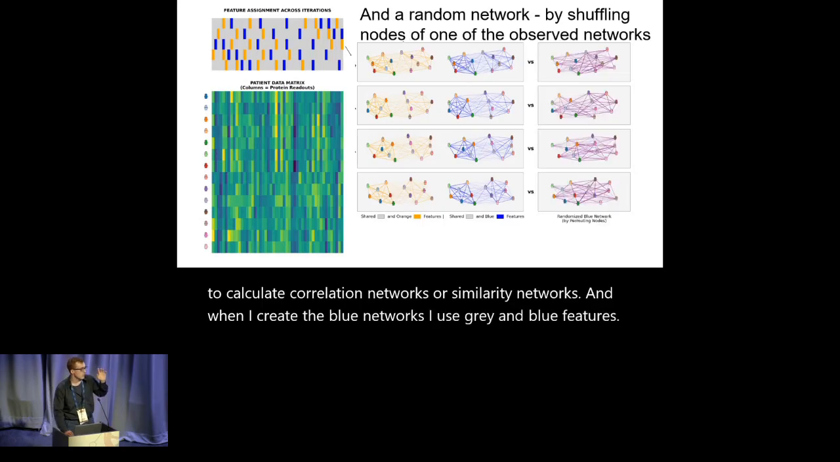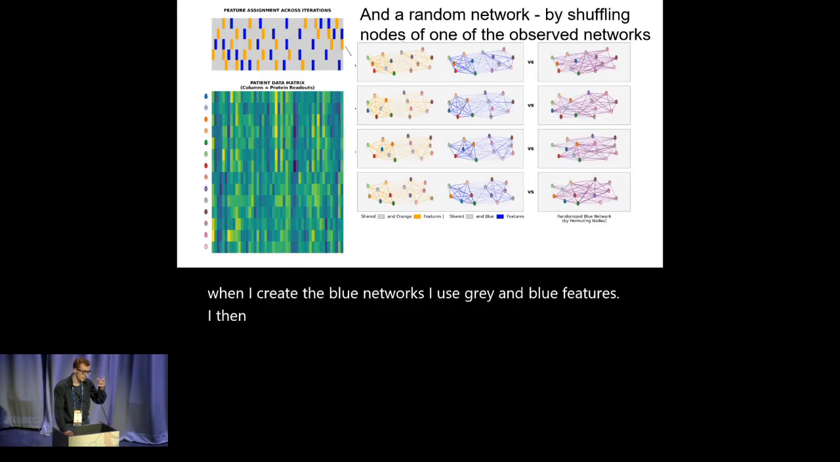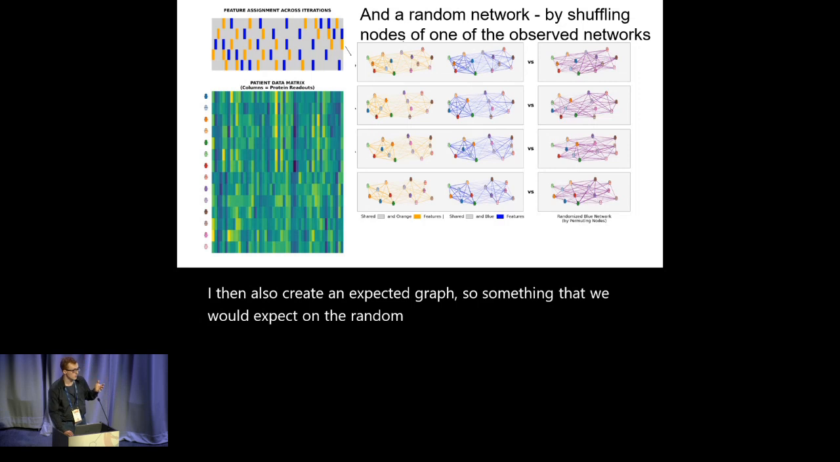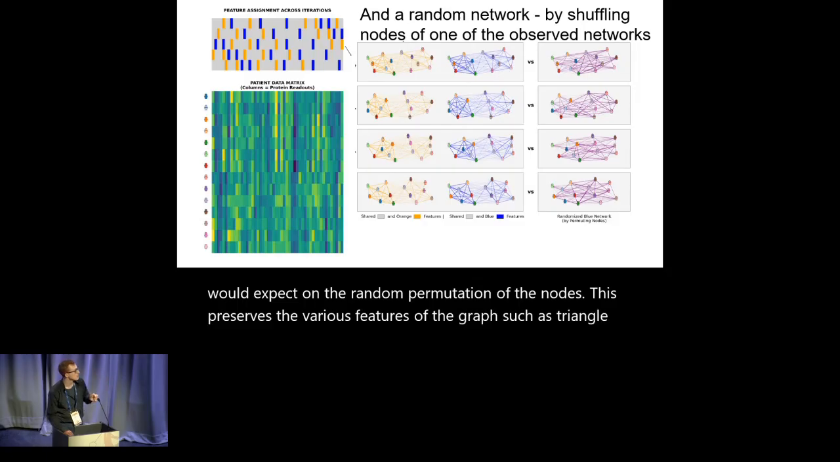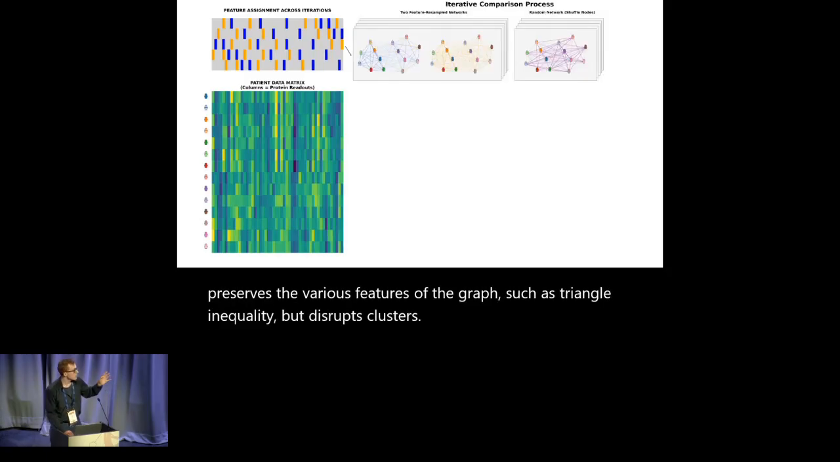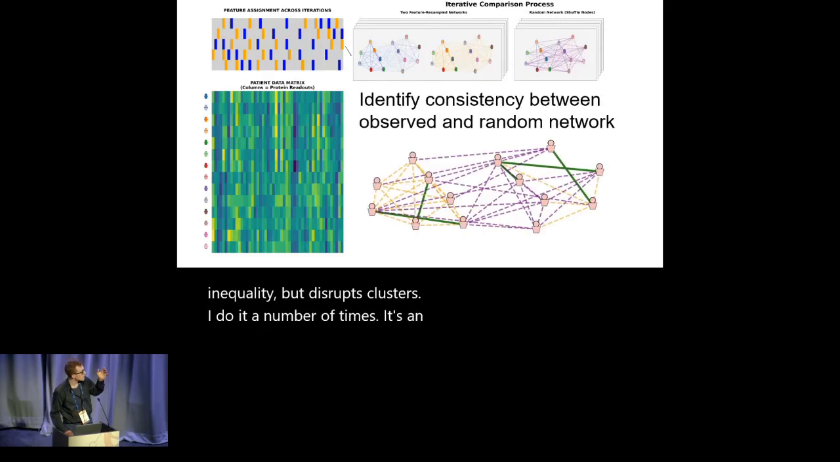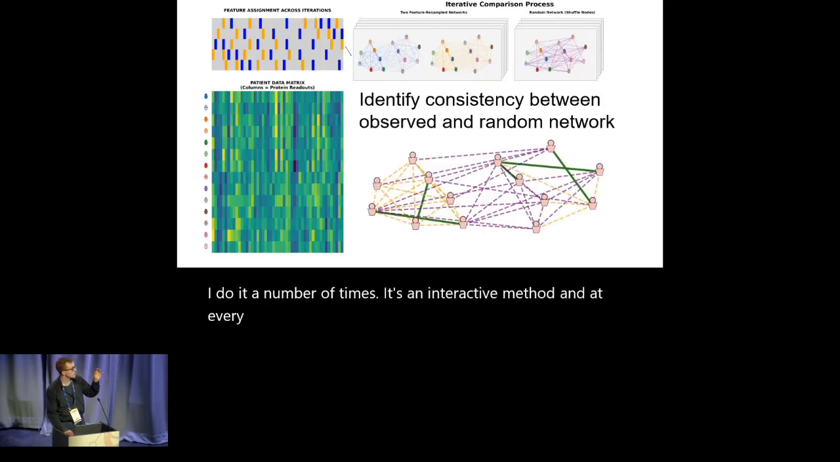I then also create an expected graph, so something that we would expect under random permutation of the nodes. This preserves the various features of the graph, such as triangle inequality, but disrupts clusters. I do it a number of times. It's an iterative method. And at every step, I quantify the consistency and complexity of the pairs of networks. So I compare the observed and random network. I calculate the intersection and union graph.